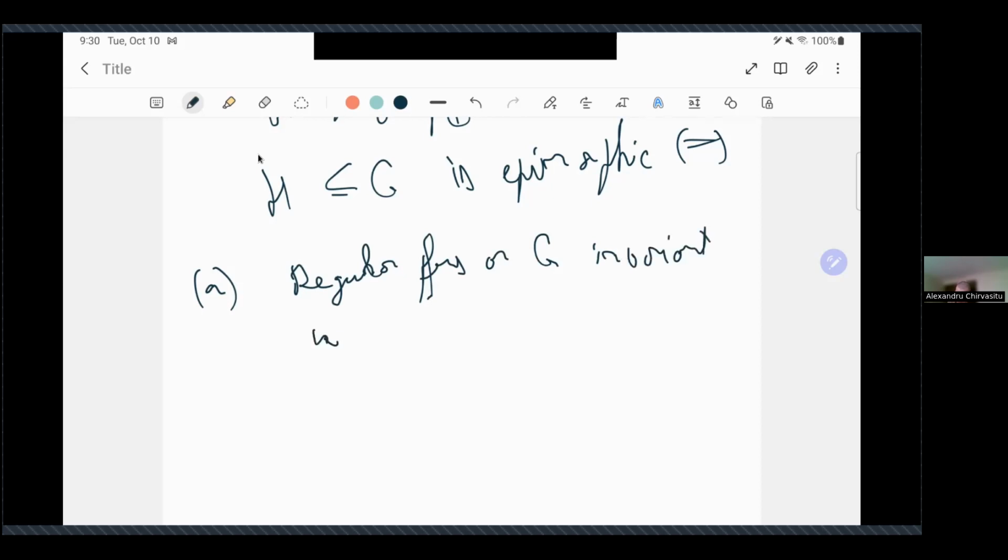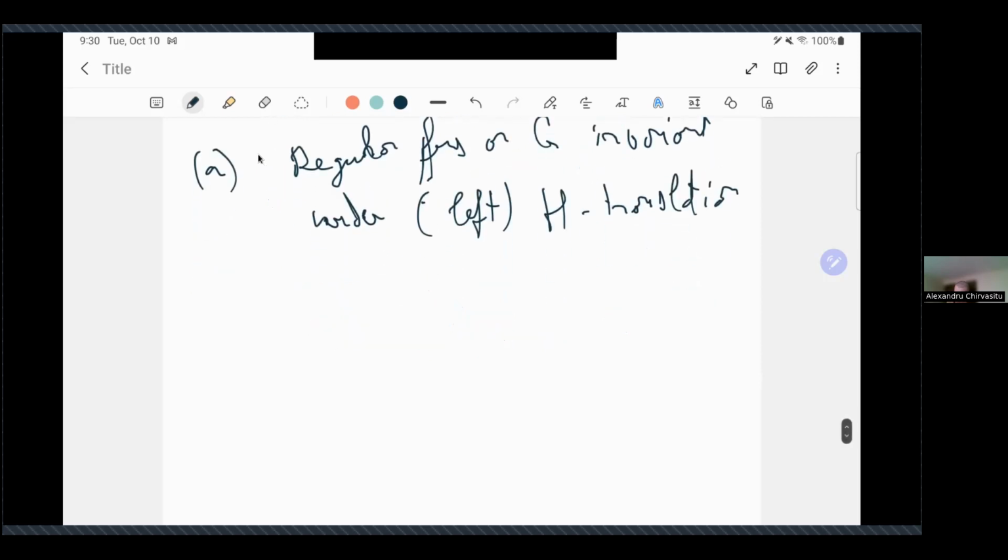invariant under, let's say, left, but it works for right as well because you can flip to the other side by taking inverses, H translation, are scalar. So only the obvious ones are invariant, are scalar.